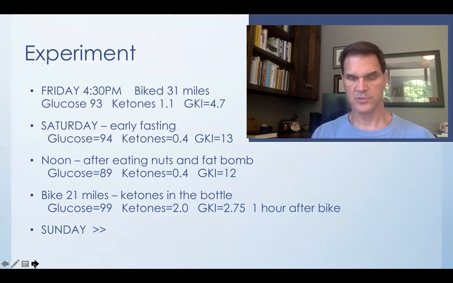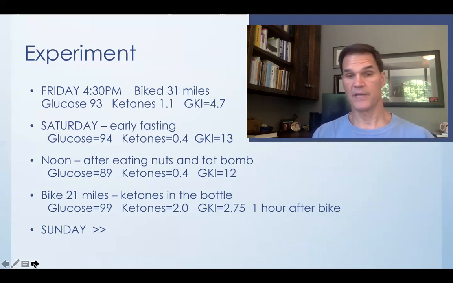I checked my glucose, it was 93. My ketones were 1.1 for a GKI of 4.7. Not bad, but I just biked 31 miles. Went out. Yes, I had some mashed potatoes. Yes, there may have been a bourbon involved, and had a lovely time. And the next morning I get up, and early in the morning, fasting, my glucose was 94. My ketones were 0.4, not bad for going out and having mashed potatoes and bourbon. But my GKI was 13.